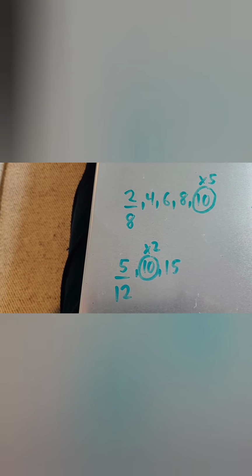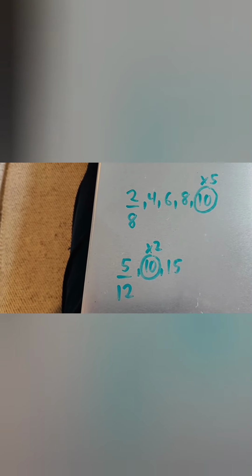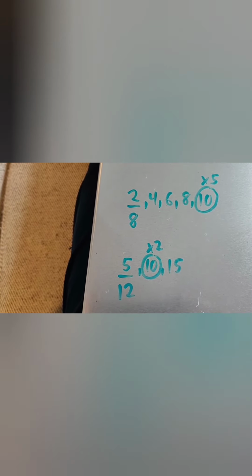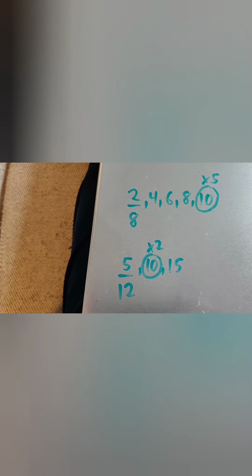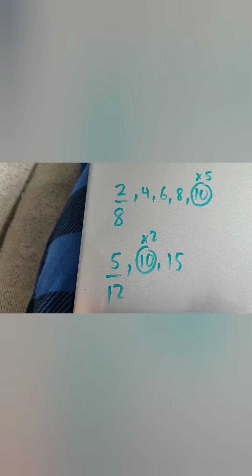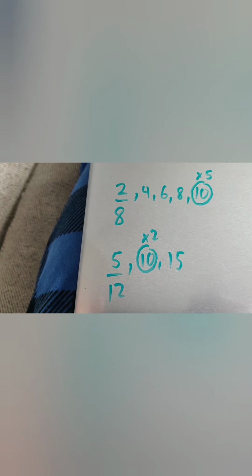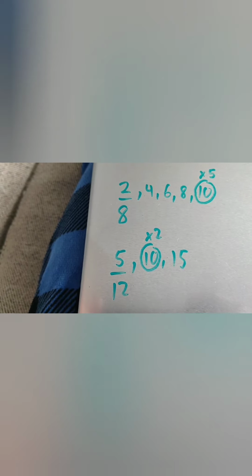Okay, so I asked you to compare 2/8 and 5/12 first by finding common numerators. So we write 2/8 and 5/12 above and below each other. We skip count the numerator in 2/8, 2, 4, 6, 8, 10. We could keep going. We skip count the numerator in 5/12, 5, 10, 15. I notice that we're going to want to express both fractions as fractions with numerators of 10.